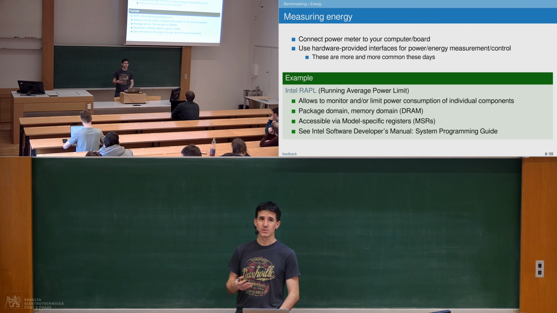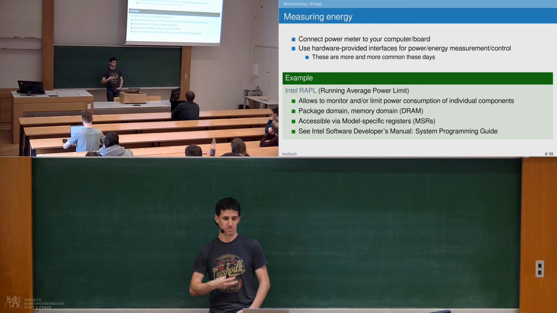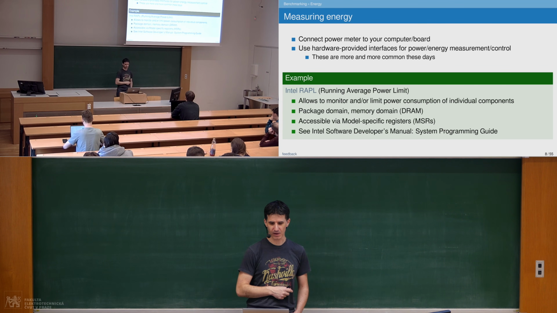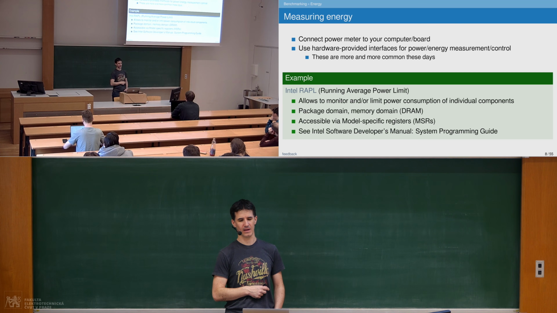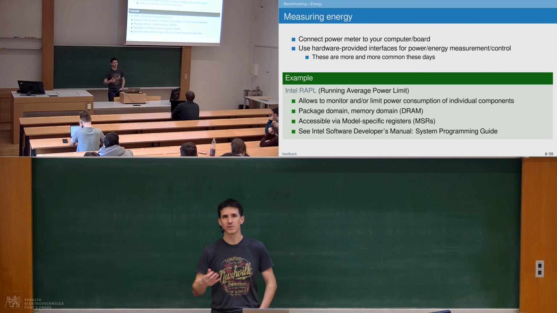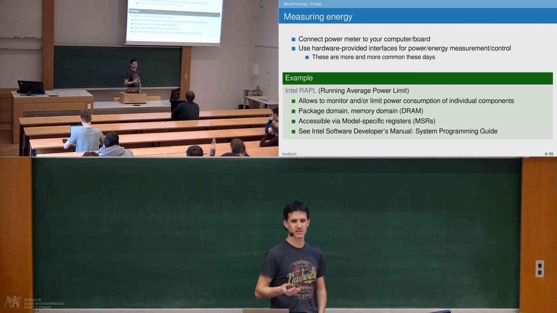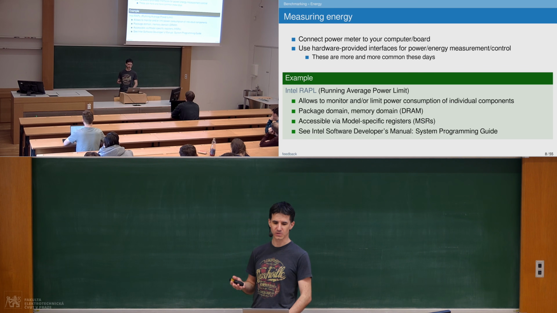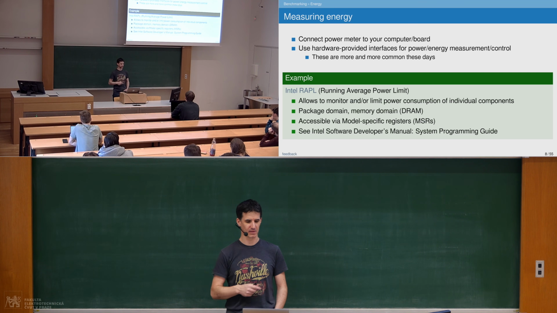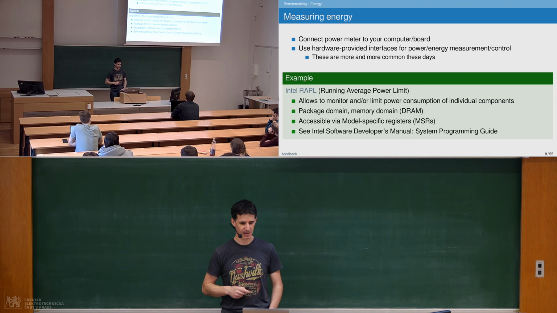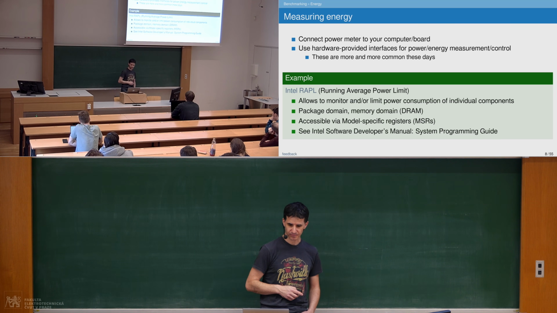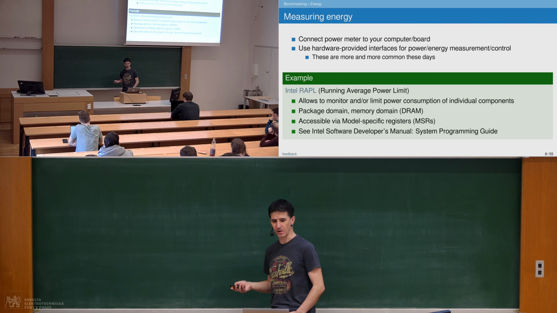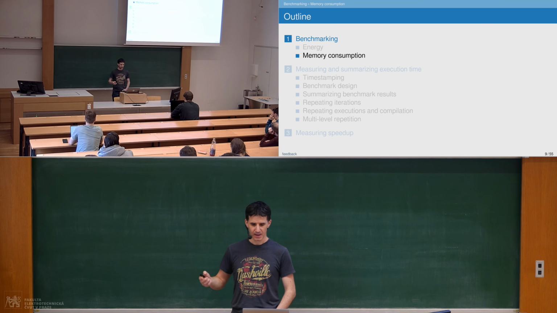And you can use the values read from those registers to decide what your program can do. You know this very well from your mobile phones. You can see which applications drain your battery the most, and this is typically implemented by hardware with features like this. So that's the easy thing for energy.